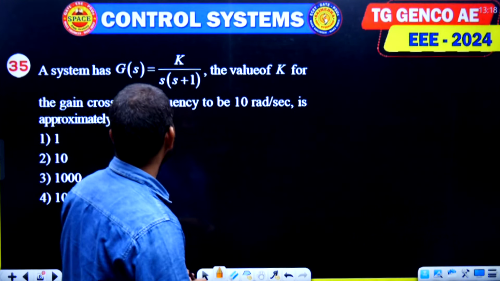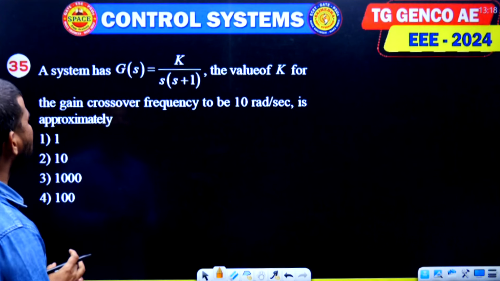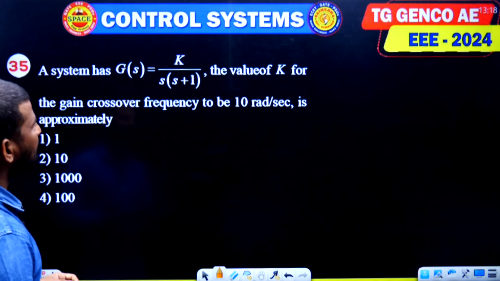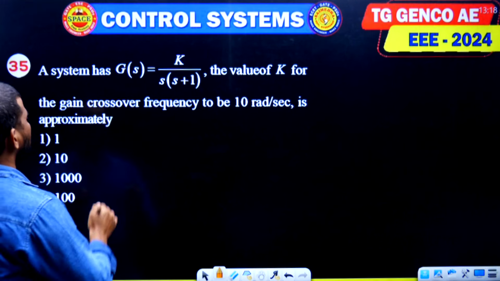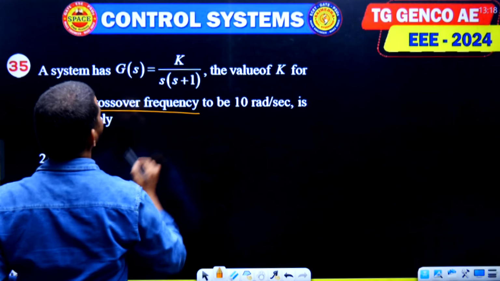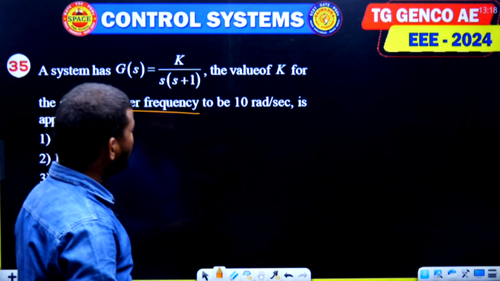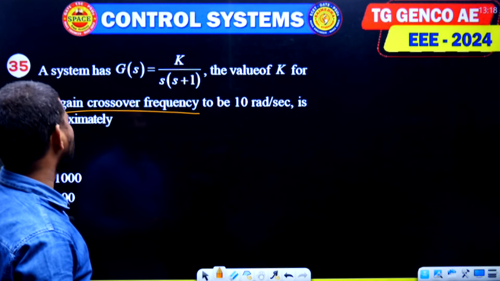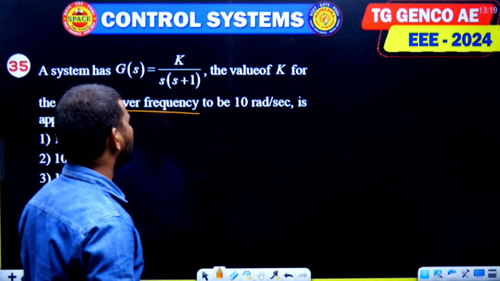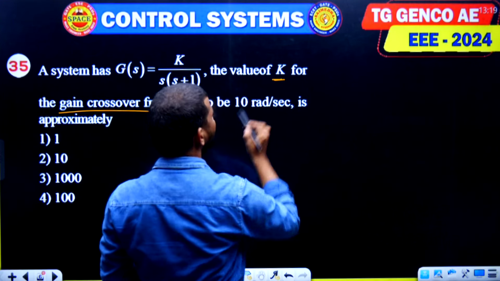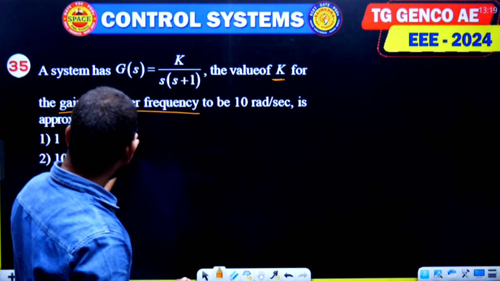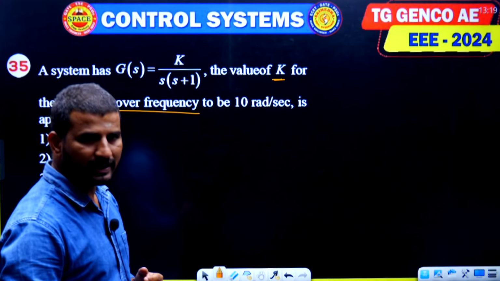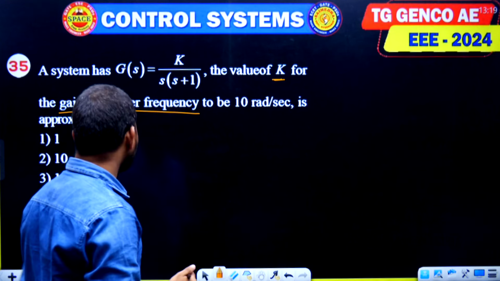Look at the next question. The question is, a system has G of s is equal to k by s into (s plus 1). The value of k for the gain crossover frequency to be 10 radians per second is approximately the value of k. We need to find out the k value at a gain crossover frequency of 10 radians per second. Let us do this problem.